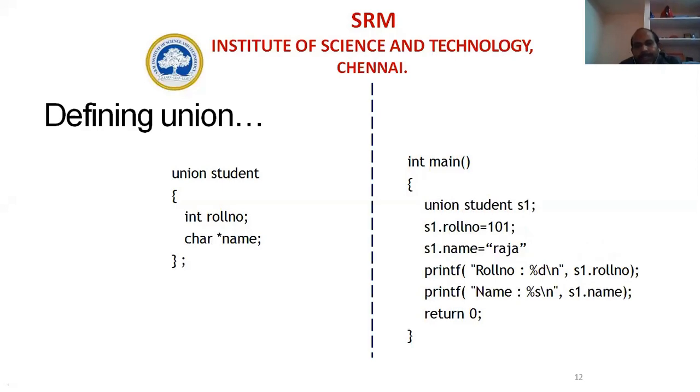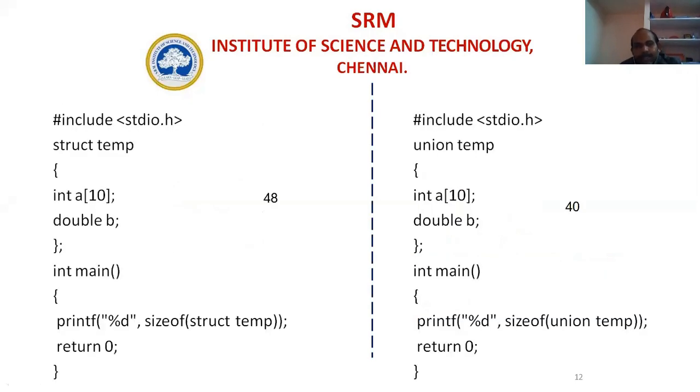This is another way, where I have the union as a separate declaration, and in the main function I define an instance to access the members of the union. So there are two ways. It's very similar to structures, and this is a program to differentiate structures and unions. The left side program uses structures. The right side one is created using union concepts.